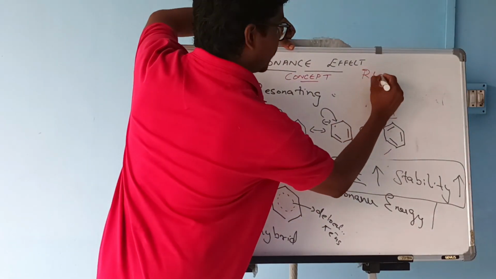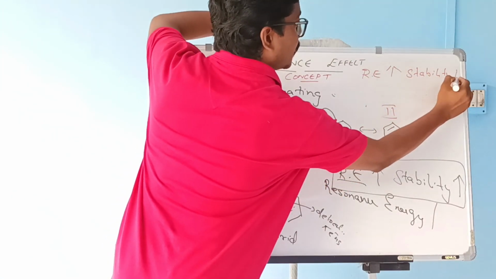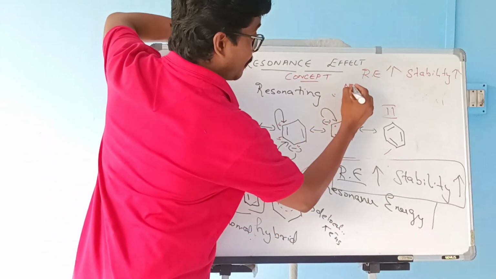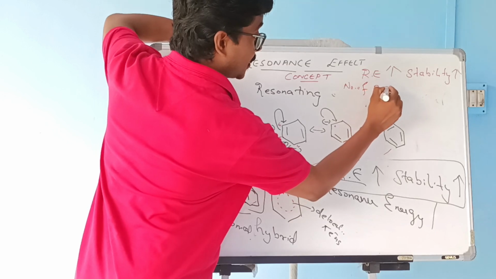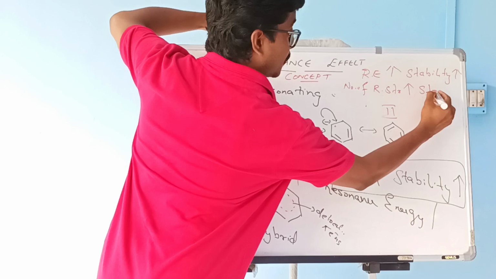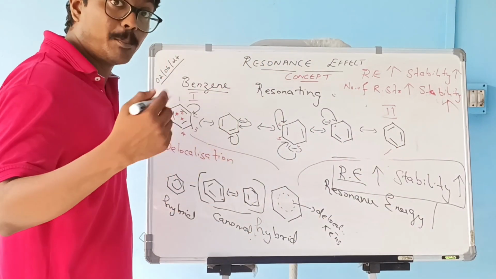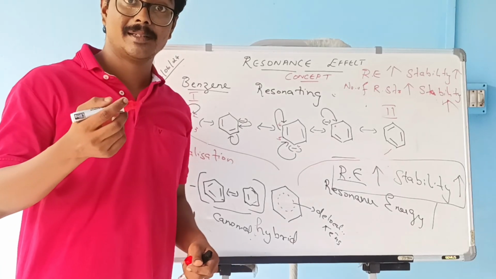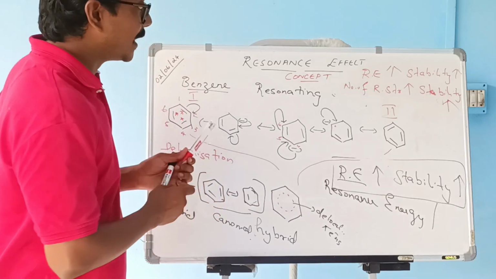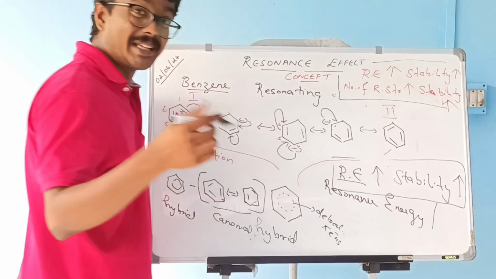If the resonance energy is more, stability also high, right? Similarly, if the number of resonant structures is high, the stability of the compound is also high. If the number of resonating structures is high, stability of that particular compound is also high, right? These are the two important points you should remember in solving many questions.